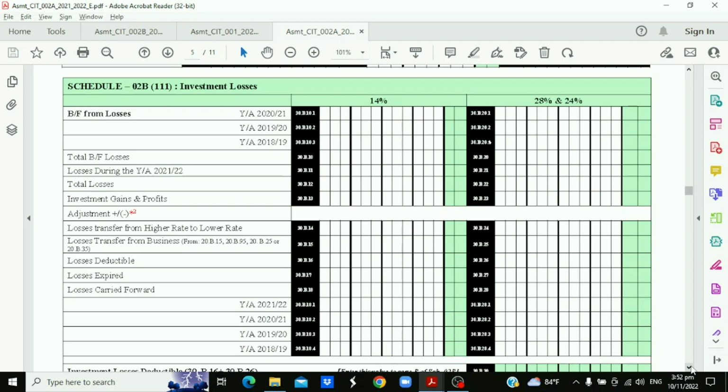Whatever loss is transferred from the business income we can take here, under the 14% or 24%, whichever. Then we can bring those losses here and set off against the during-the-period gain or profit. After these two adjustments, we can decide the total loss deductible, and if there's any expired amount we can mention it. Then finally we can decide the carry forward balance. The carry forward balance should have the breakup for the 4 years: 1819, 1920, 2021, and 2122.